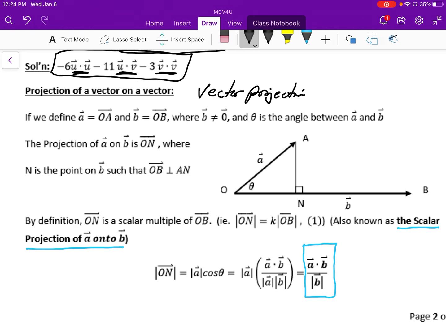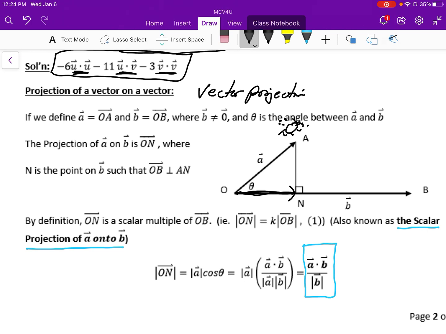We've got OA is vector A, OB, the long one at the bottom, is vector B. Well, the vector projection of A onto B is perpendicular. It's like taking the sun right above the head of A, and what is the shadow that's cast onto B? That's where you get this ON. The vector ON. So the projection of A onto B is the vector ON.